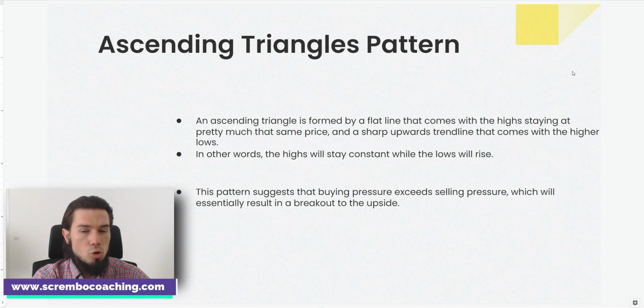Then you have the ascending triangle pattern. An ascending triangle is formed by a flat line that comes with the highs staying at pretty much the same price and the sharp upward trend line that comes with the higher lows. In other words, the highs will stay constant while the lows will rise. This pattern suggests that buying pressure exceeds selling pressure, which will essentially result in a breakout.